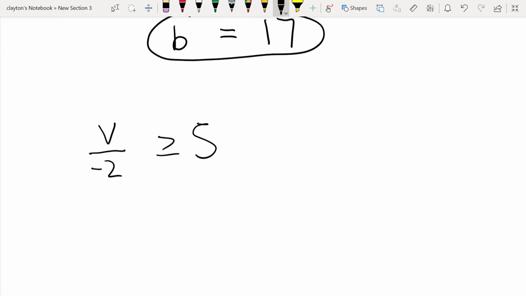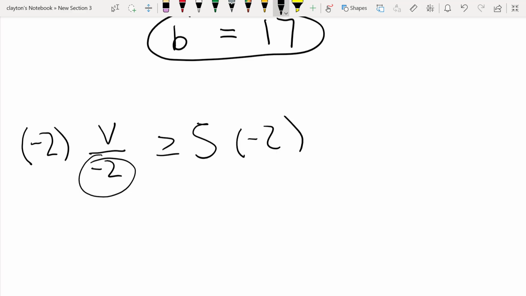And so all we have to do here is get rid of this negative 2, right? This is what's causing me the issue. I want v by itself. So what I'm going to do to both sides is multiply by negative 2. And so now we have this cancellation here, and we have v is, I'm going to pause on the inequality, right? This is negative 10 over here.